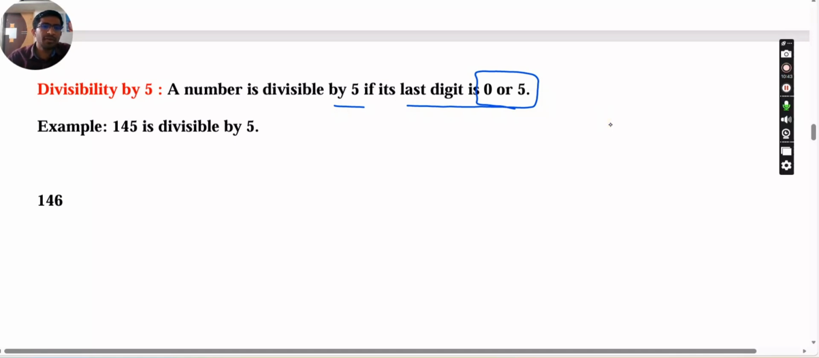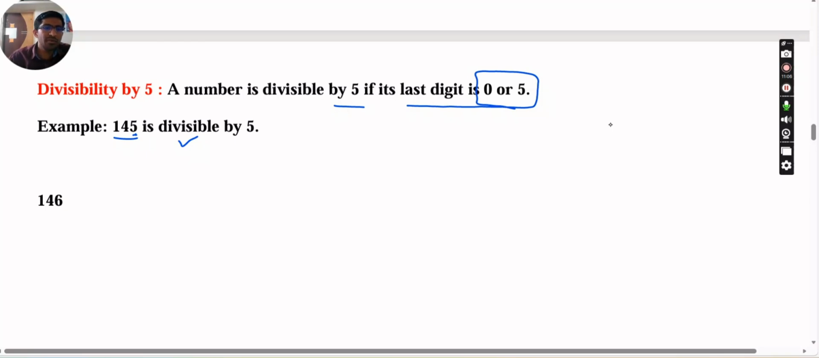So one example we have taken here, the number is 145. We know that we just have to check the last digit. Don't look at the other digits. Just look at the last digit, that is the unit place or ones place digit. It is 5. So we know that if any number is ending with 0 or 5, that number will be divisible by 5. So we can say directly that this number is divisible by 5.